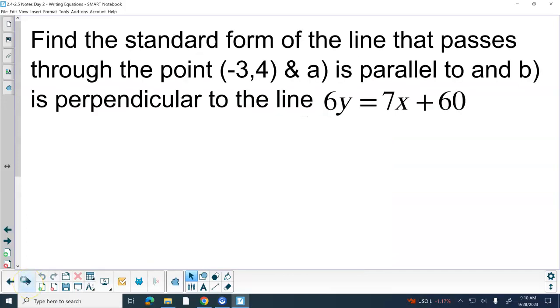Okay? So, I would like you, as a warm-up, this was Monday's lesson. I would like you to find me the standard form of a line. What are the kickers with standard form? No fractions, no decimals, and there's one more kicker with standard form. No fractions, no decimals is one. What's the other one? There's another condition.